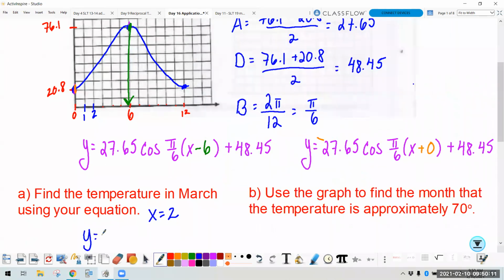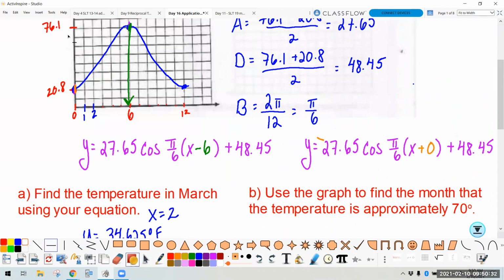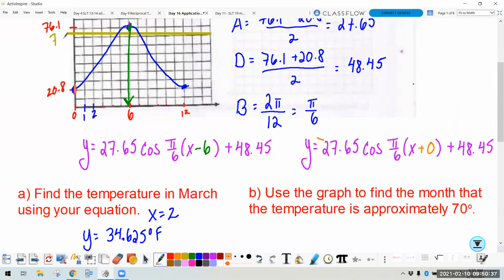So y is going to equal 34.625 degrees Fahrenheit in March. So to use the graph to find the month where we hit 70 degrees, if I look at my graph up here, so 70 is close to 76. And if I sketch that vertical line at 70, this point and this point are going to be the 2 months where the temperature is approximately 70. So let's use the calculator to get that.